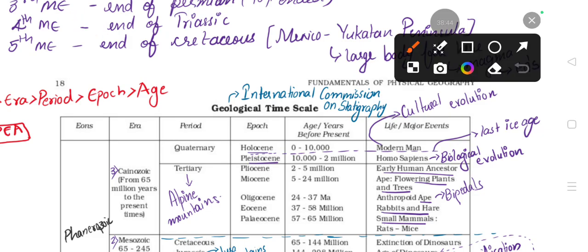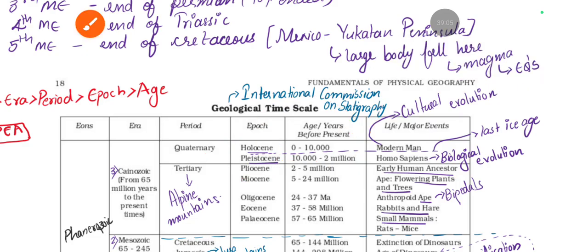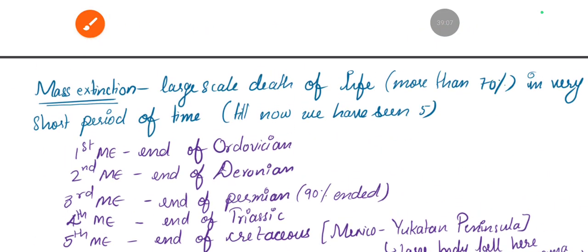And then we have seen the Quaternary period, which is divided into 2 important epochs. One is Pleistocene and another one is Holocene. During the Pleistocene, we have seen the biological evolution of man, that is Homo sapiens originated. And during the Holocene, we have seen the modern development of man, that is the cultural evolution has taken place. Okay.